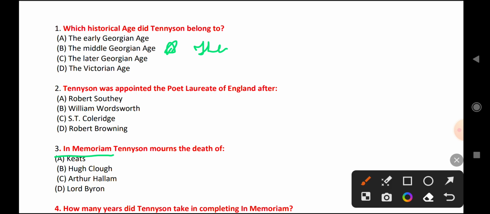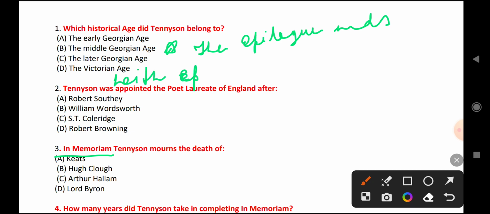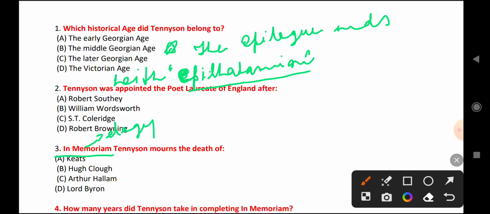Epithalamion means a marriage song. The epilogue ends with an epithalamion, with the initial not capital. Literally, epithalamion is a song for marriage. If we keep the initial capital, then Epithalamion and Prothalamion are poems written by Edmund Spenser. But if we write the initial small, epithalamion is a marriage song, a nuptial poem. So though In Memoriam is an elegy written in 133 cantos, it ends with an epithalamion, a marriage song at the last.